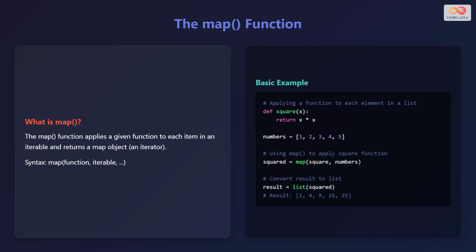Here is a basic example. We define a function called square that returns the square of a number. We have a list of numbers from 1 to 5. We use the map function to apply the square function to each number in the numbers list. The result is converted into a list. So the final result is a list of squared values.